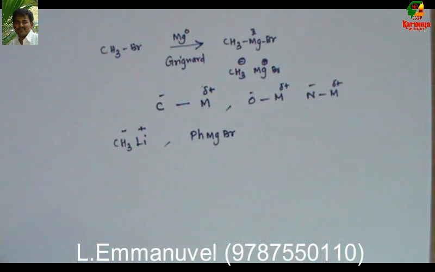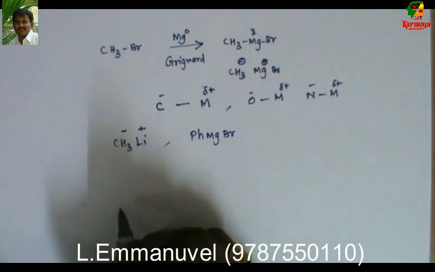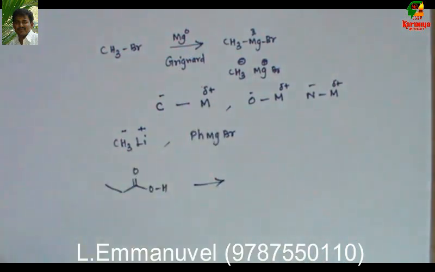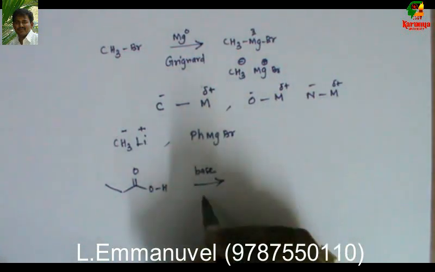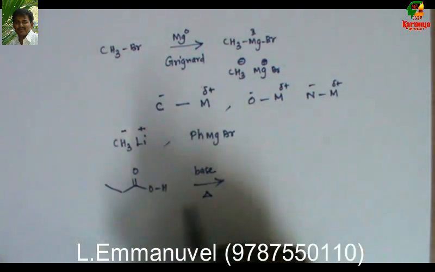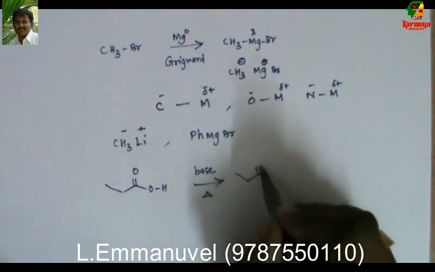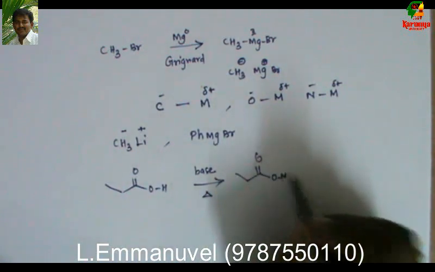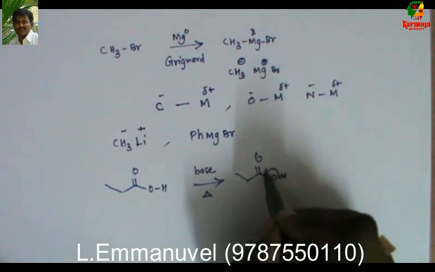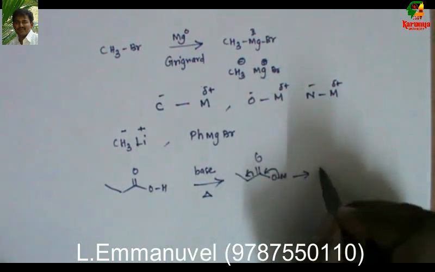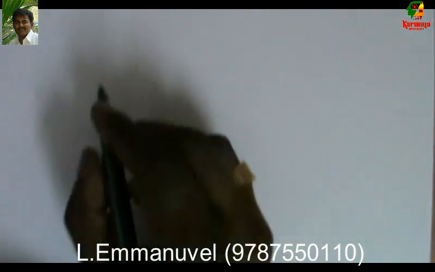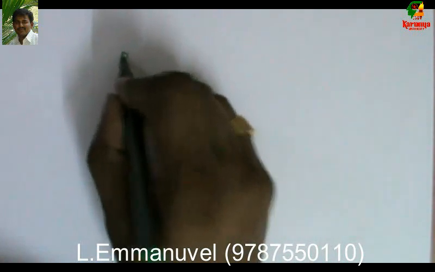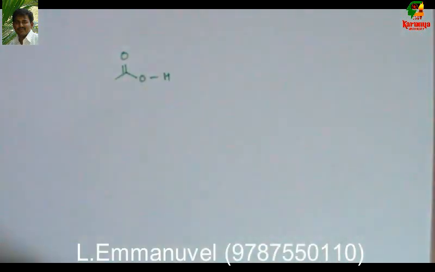Not only these two, we also have one more method, that is through decarboxylation. When the carboxylic acid is treated with some base and when you heat that, it can undergo decarboxylation. Initially we get the salt, then it can undergo decarboxylation to give the minus charge, a carbanion. Similarly, you can go for O minus and N minus also.